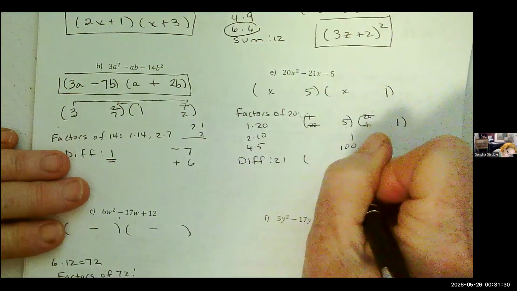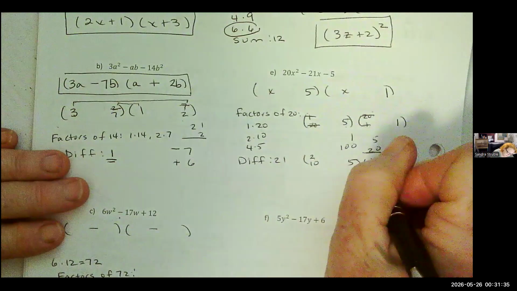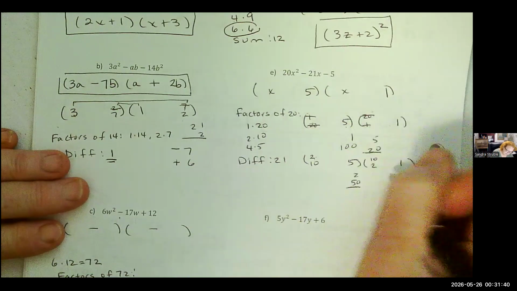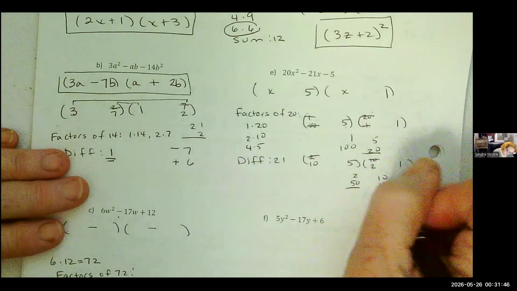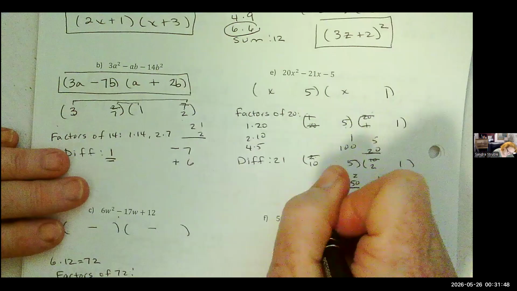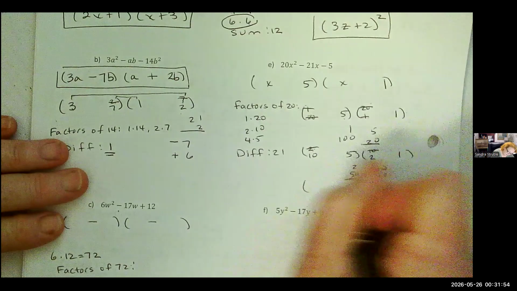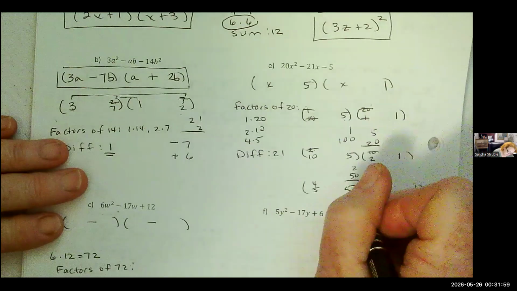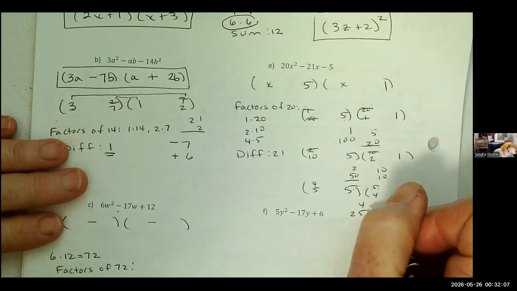We've got 2 and 10. Outer is 2, inner is 50. Nope, that didn't work. Outer is 10, inner is 10. That doesn't work. Okay, we're down to the 4 and the 5. So we've got 5 and 1. Outer is 4 times 1 is 4. Inner is 5 times 5 is 25. 25 minus 4 is 21. That's it. So I need 4 and 5.